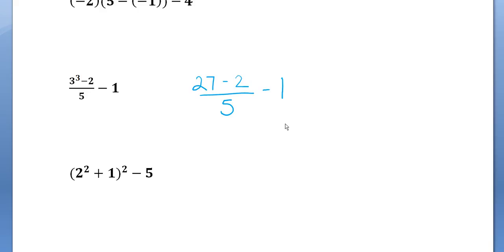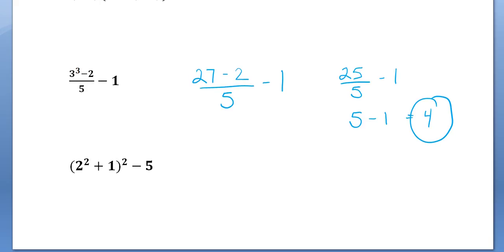Okay. Now, I have to take care of this 27 minus 2 first. It's not in a parenthesis, but being on top of that fraction bar makes it like being in a parenthesis. So I'm going to rewrite this. 27 subtract 2 is 25. I still have the divide by 5 on bottom and the subtract 1. Division comes first, so I divide 25 by 5 and get 5. I still have my subtract 1. And I get 4 as my answer.